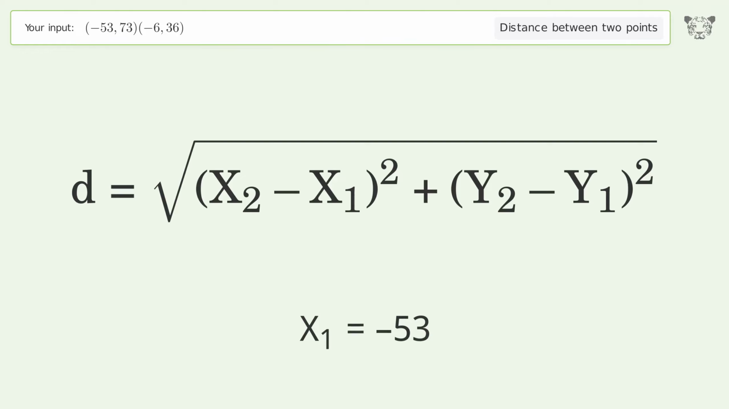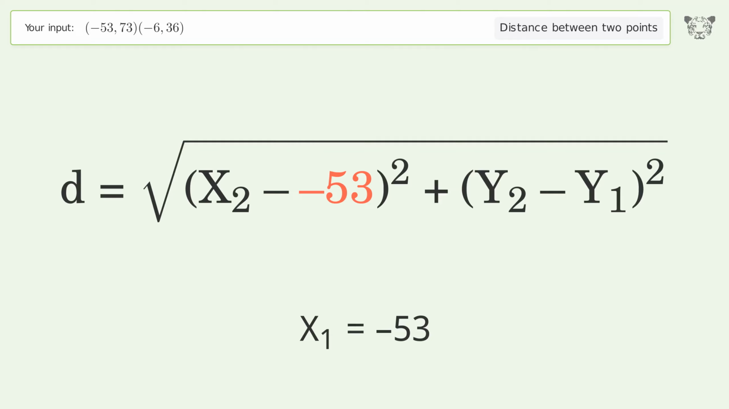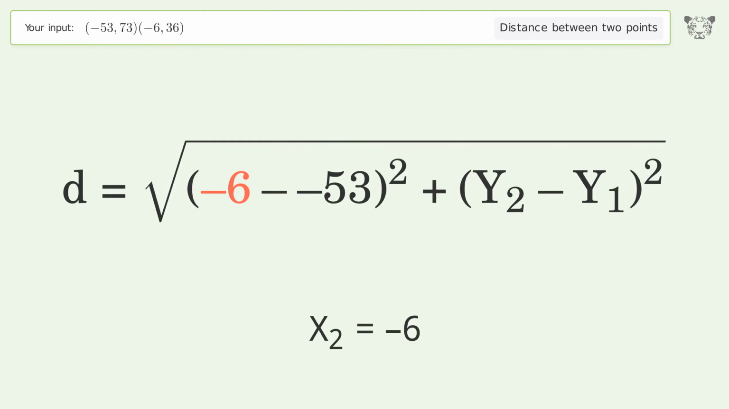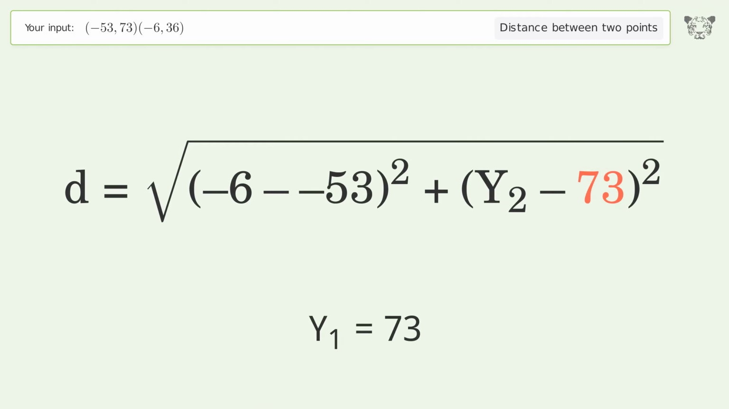x1 equals -53. x2 equals -6. y1 equals 73. y2 equals 36.